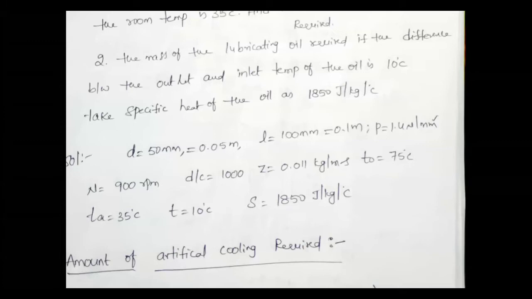So the amount of artificial cooling required means the amount of heat generated minus the amount of heat dissipated. What is the formula of the amount of heat generated? Qg equal to mu into W into V. That is the formula we are having. Now try to calculate the amount of heat generated.